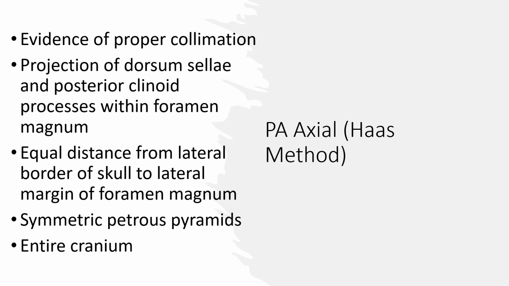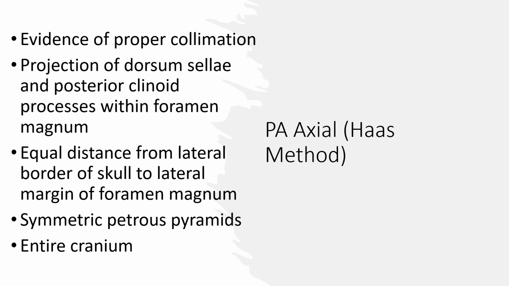So what can you see? You're going to see the dorsum sellae and posterior clinoid process over the foramen magnum, just like you did in Towne's. But now you're going to see the sphenoid sinus immediately inferior to the dorsum sellae. You're going to see symmetric petrous pyramids. You're going to see a symmetric foramen magnum.